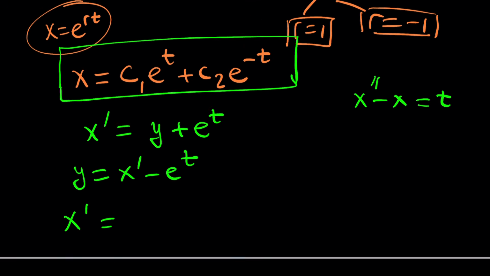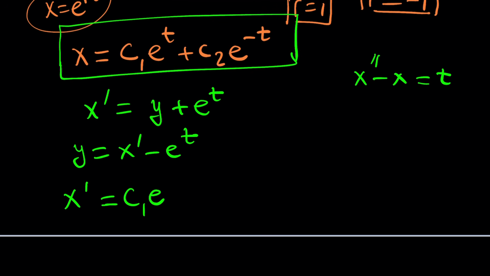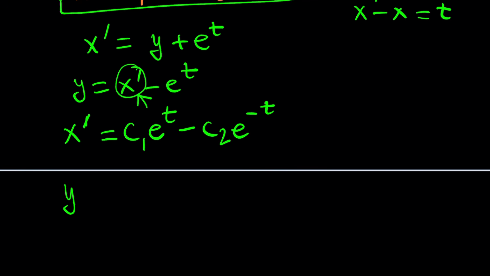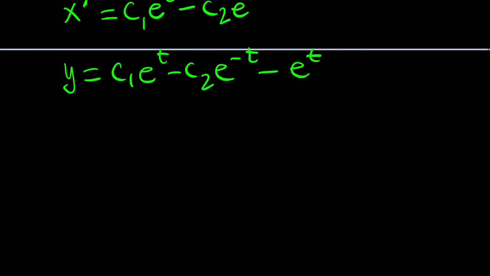We already got the value. If you differentiate c1 e to the t, it's just going to be the same thing, c1 e to the t. From this one, you're just going to get a minus 1 from the derivative of negative t. By chain rule, it's going to be minus c2 e to the power negative t. So that's x prime, the first derivative. And guess what? We're going to plug it in here. So y is going to be x prime, which is c1 e to the t minus c2 e to the negative t, minus e to the t. Of course, we can arrange this into a nicer form like this.